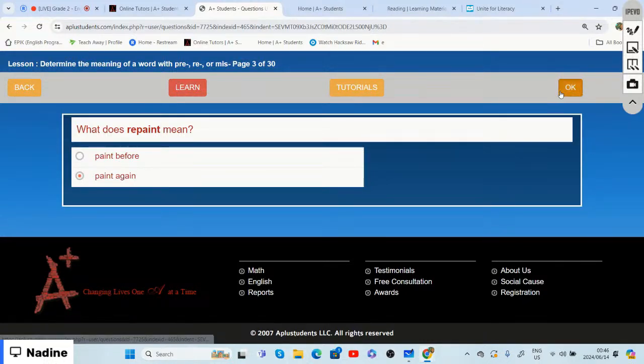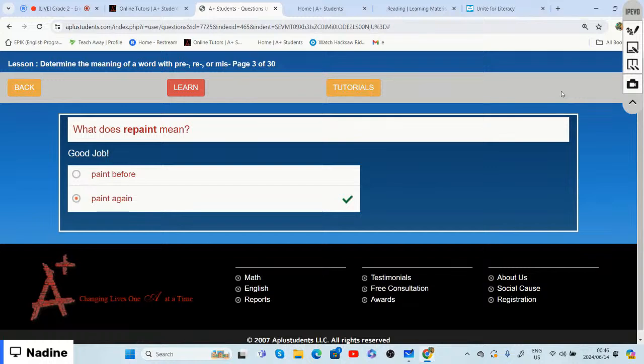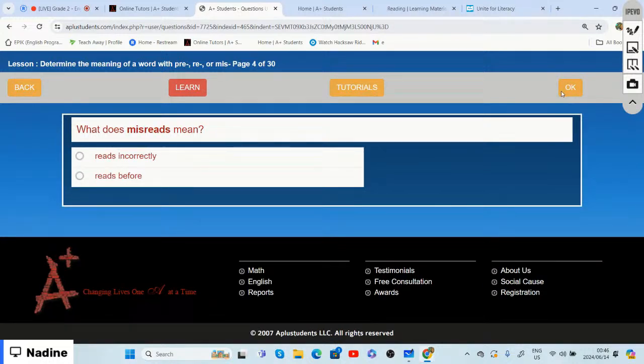It's like saying, oh, this is not nice. I don't like this color. Let's repaint again, right? We're painting again, right? Then the last one. What does misread mean? Does it mean to read incorrectly, or does misread mean to read before? Misread. What does it mean? Does it mean to read incorrectly or we're reading it before?